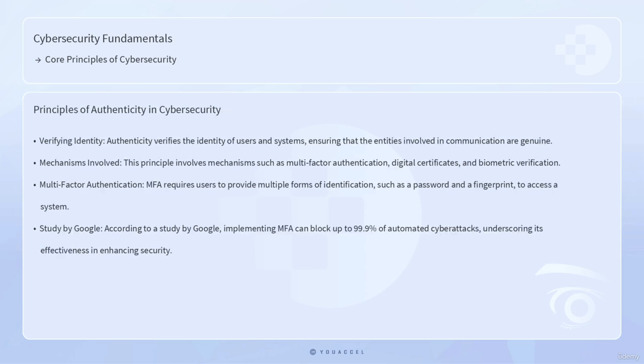Authenticity verifies the identity of users and systems, ensuring that the entities involved in communication are genuine. This principle involves mechanisms such as multi-factor authentication, digital certificates, and biometric verification. For instance, MFA requires users to provide multiple forms of identification, such as a password and a fingerprint, to access a system. This reduces the risk of unauthorized access due to compromised credentials.